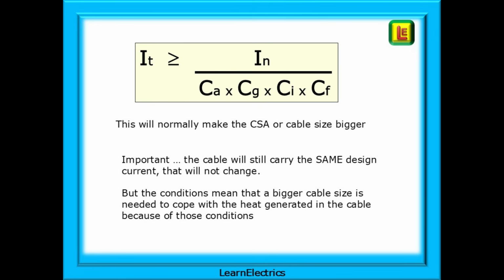This will normally make the CSA, or cable size, bigger, as explained earlier. The important thing to note is that the cable will still carry the same design current. That will not change, but the conditions on the cable mean that a bigger cable size is needed to cope with the heat generated in the cable because of those conditions. This is sometimes difficult to grasp, so let me explain with the help of a cartoon.